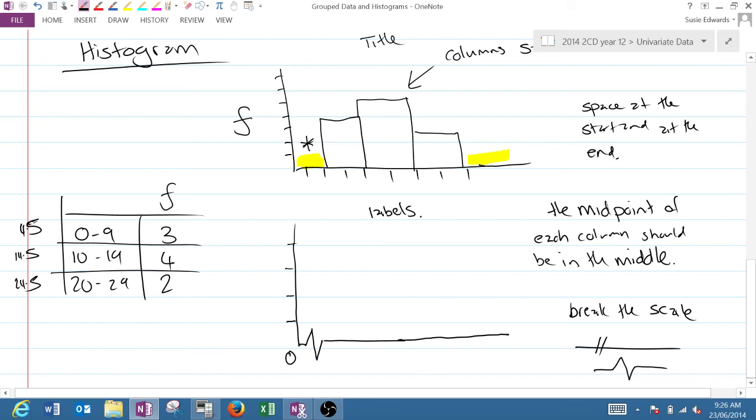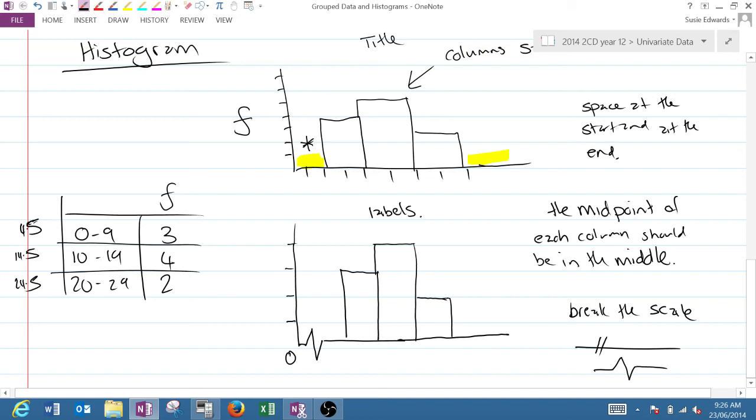Alright. I'm going to go, okay, the first one is 3. So I'd use a ruler and a pencil, and I'd draw that to 3, making sure they're all the same width. The next one I'm going to draw to 4, making sure it's the same width. The next one I'm going to draw to 2. That's not the same width. Next one to 2. Okay. My histogram's pretty much done there.